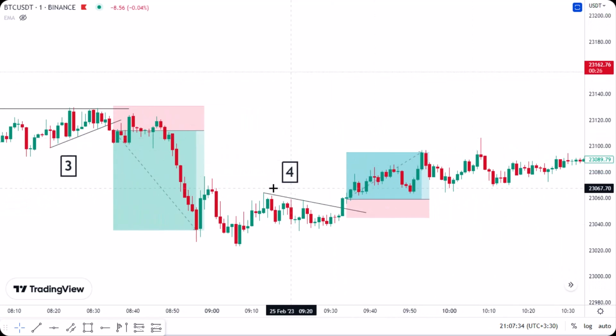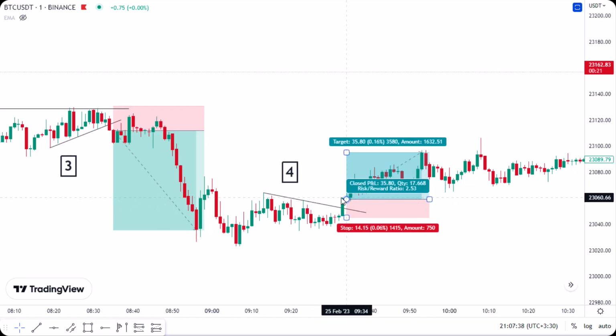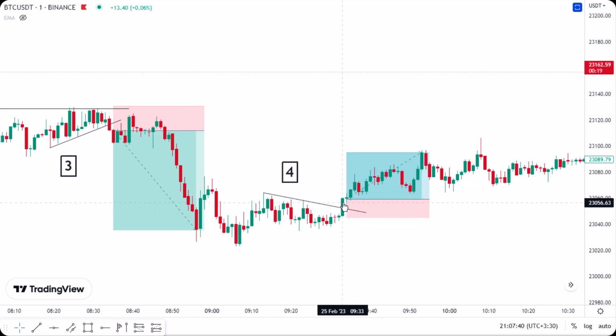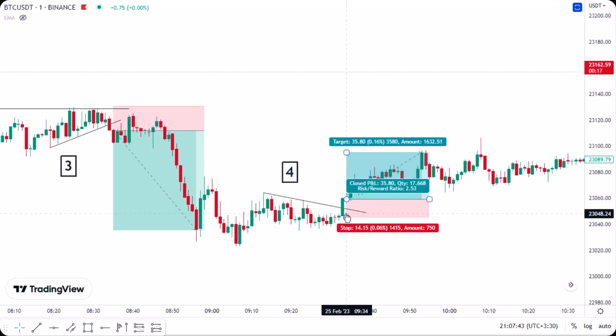On trade 4 we have this trend line here with 1 touch, 2 touches. On the third time it breaks it with this nice green candle. We enter the buy position here, put our stop loss below that. Look for RR2, which gives us 2.5.